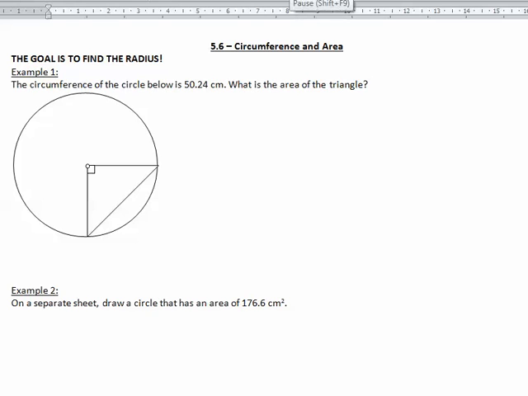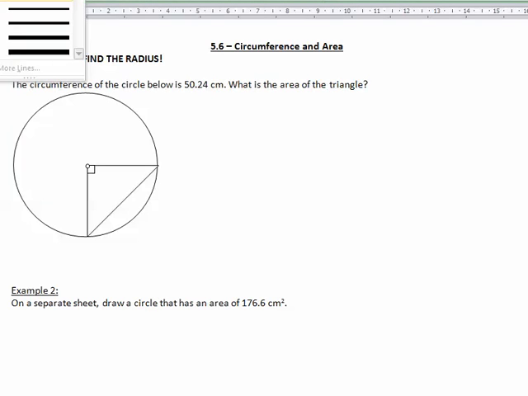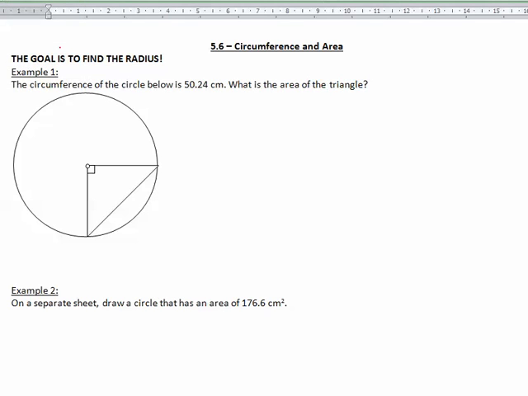So we are now in our last chapter, our last lesson in chapter 5 with grade 8 math. This is now looking at circumference and area and how to move back and forth between circumference and area. So let's just do a quick review of what we have already. We have the relationship between radius and diameter and circumference and moving back and forth between those.